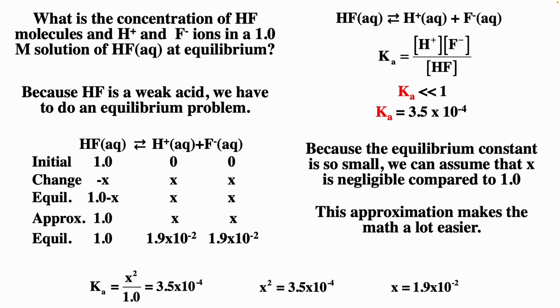Now, we solved this problem using our approximation, and typically we should be able to use approximations when we're doing weak acids. And if we look at it, our approximation was good. 1.9 times 10 to the minus 2 is a lot smaller than 1.